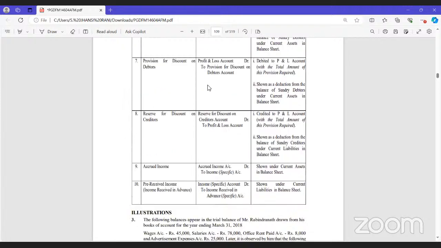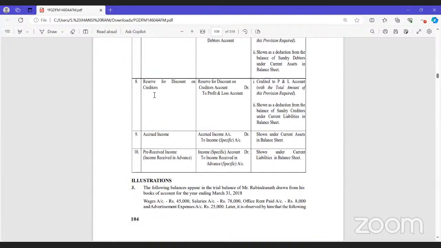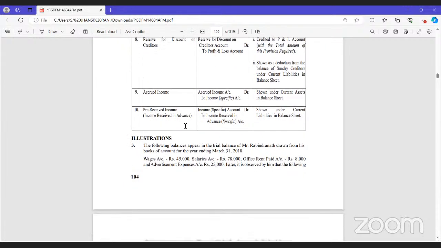Next, provision for discount on debtors. This is also related to the sundry debtors. So obviously the effect will be we deduct from the sundry debtors in the balance sheet and we debit it to the profit and loss account. Next, reserve for discount on creditors. This is like an income, though it's not an income, it's a gain to us. So we write it on the profit and loss account credit side and we deduct it from sundry creditors.